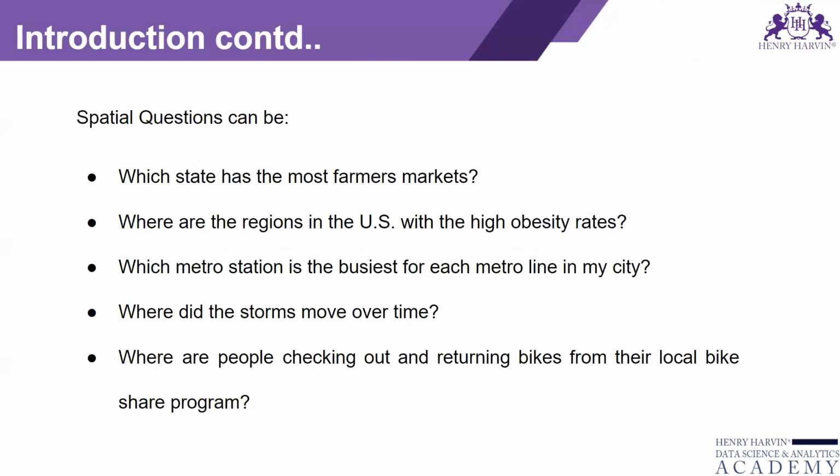Spatial questions can be: which state has the most farmers markets, where are the regions in the US with the highest obesity rate, which metro station is busiest for each metro line in the city, where did the storms move over time, where are the people checking out and returning bikes from their local bike share program. So these are some of the questions which can be answered if you have the geographical location of a particular country, a state, or a city.